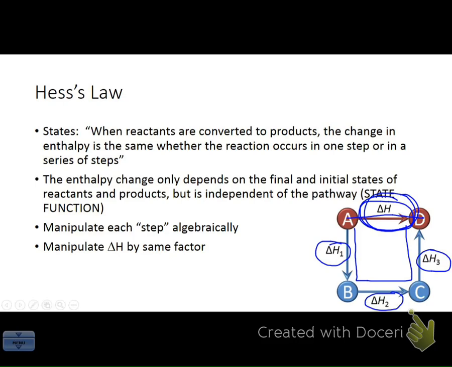So how do we actually manipulate Hess's law? To work these problems, we're going to take a series of steps, and then we're going to add up the steps together to get an overall reaction. So we're going to manipulate each step in some algebraic function. That means maybe multiplying the whole thing by 2, or dividing it by 3, or something simple like just reversing it. The thing we have to remember, though, is that whatever we do to the reactants and products, we have to remember to do it to the enthalpy. So let's try a couple of examples.